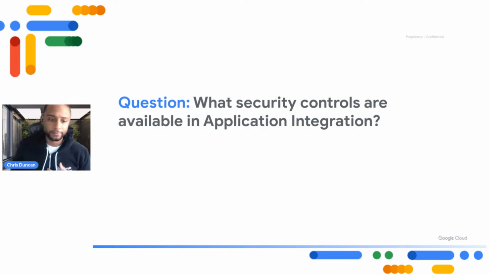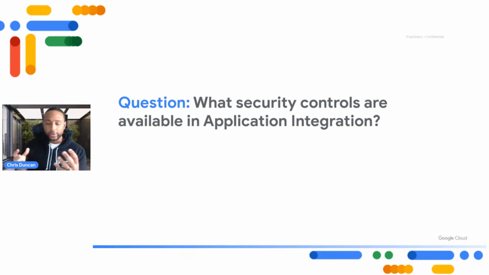Security controls. What are some of the security controls in application integration? There are a variety. As we mentioned earlier in the lab, we have role-based access controls that you've already implemented, tied into identity and access management for RBAC. We also have controls for encryption: if you want to encrypt your data with application integration, you can use Google managed encryption keys or customer managed encryption keys if you don't want to use a Google managed one.